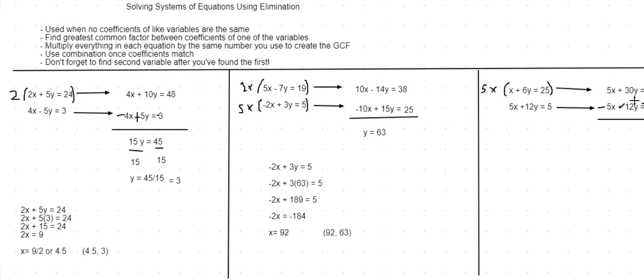Okay, so then when we do the combination, we would have the 5x's cancel. 30 minus 12 would make 18y equals 125 minus 5 is 120. And then when we divide by 18, y would equal, in that case, 120 divided by 18. I don't think that's actually a whole number, but it gives you 6 2/3. All right, so 6 2/3 is what we have there.